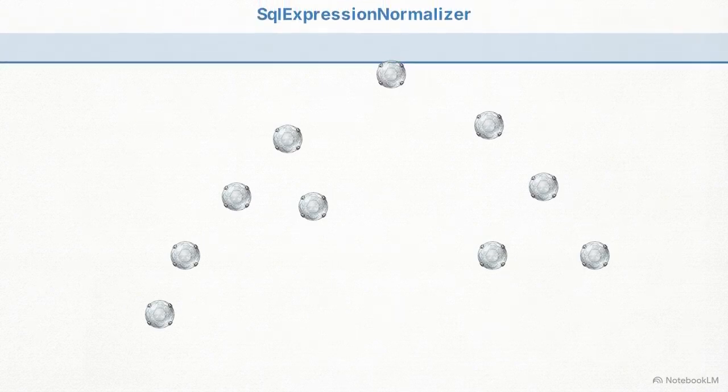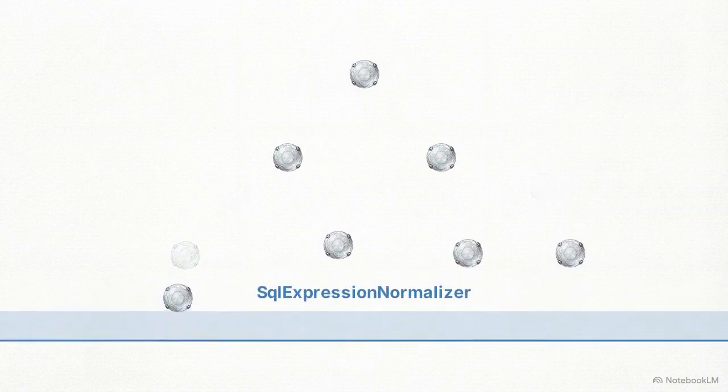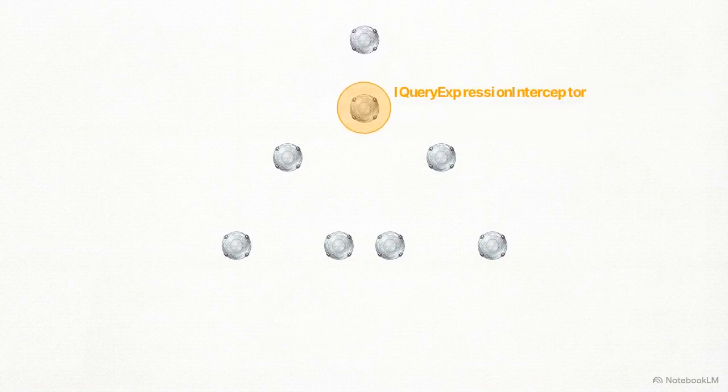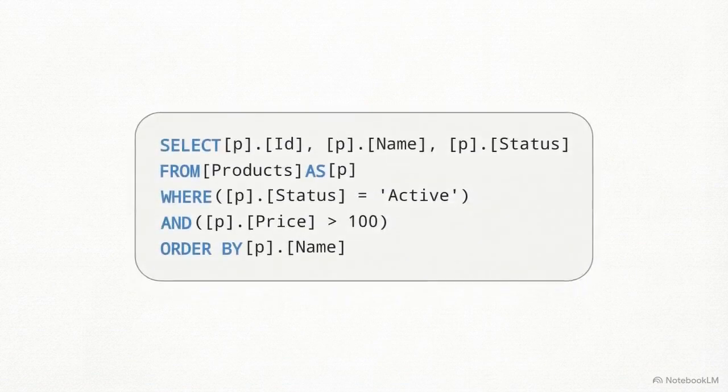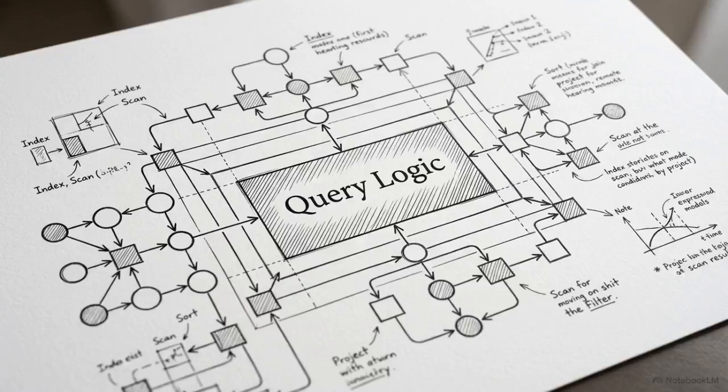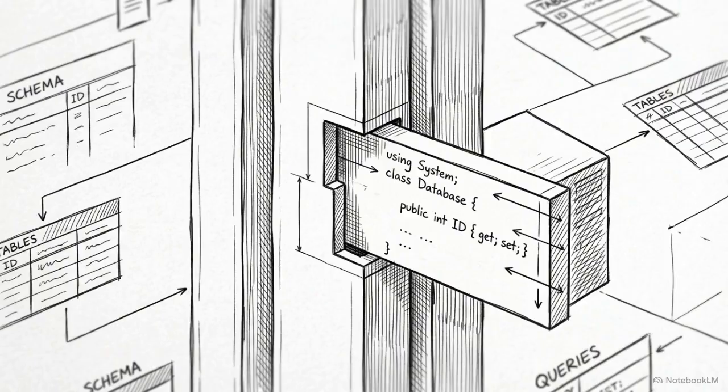Before EF Core attempts to write SQL, a new SQL expression normalizer passes over the unoptimized expression tree, collapsing redundant nodes into a clean structure. Simultaneously, the IQuery expression interceptor lets developers inject custom optimization rules directly into the tree, modifying the query before conversion. The combination of normalization and interception allows EF Core to actively reshape query logic during the pre-compilation phase, ensuring the database receives only the most efficient expression structure.